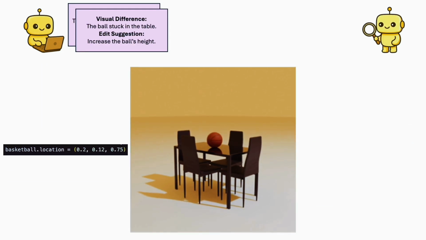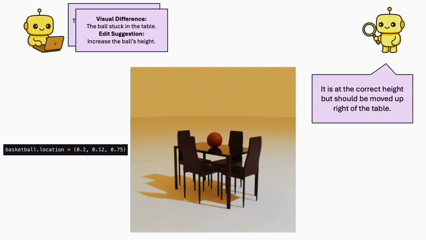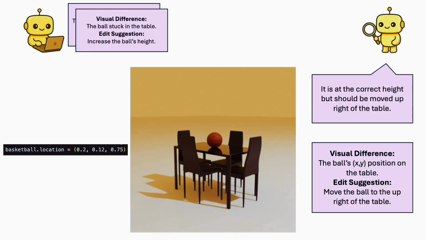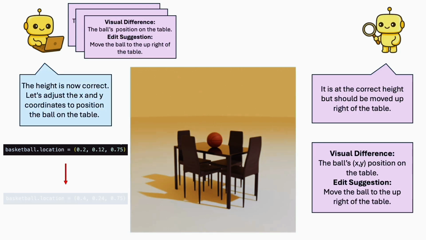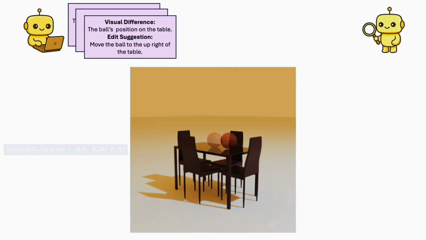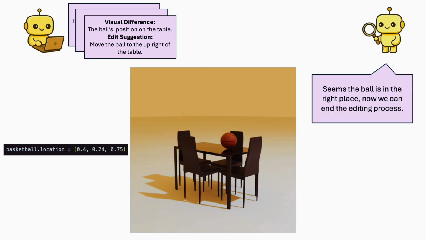After achieving the correct height, the verifier continues to identify the differences in the horizontal coordinates and suggests modifications to the generator. After the verifier confirms that the coordinates are completely correct, it will give an end signal, and the entire generation process will then end.